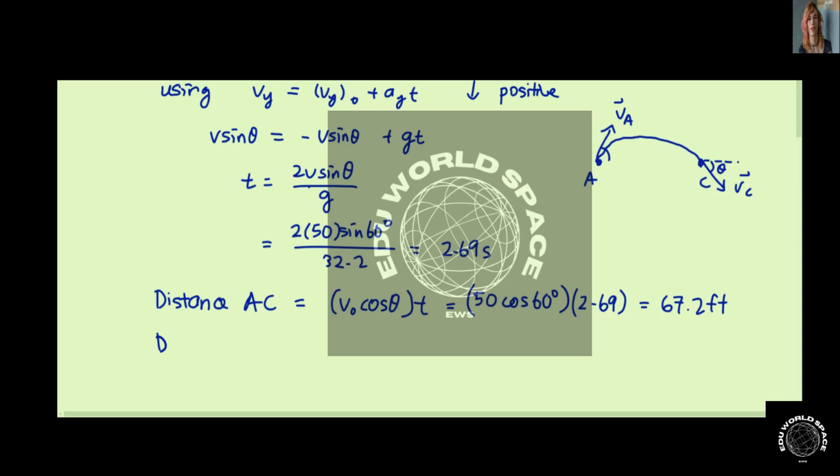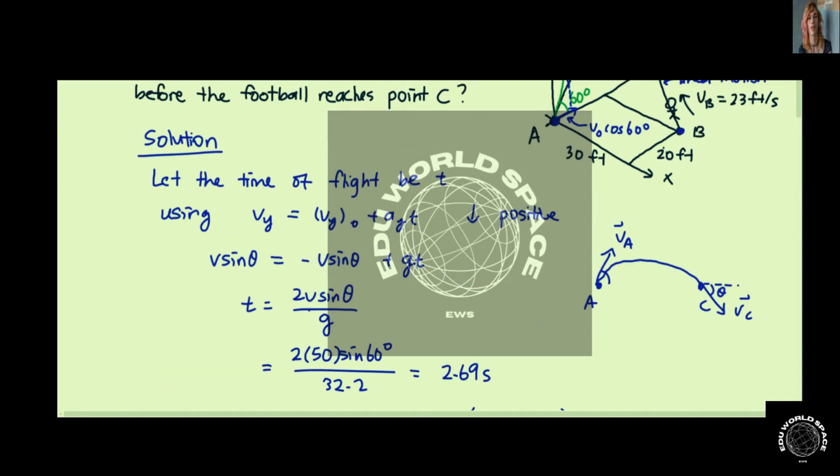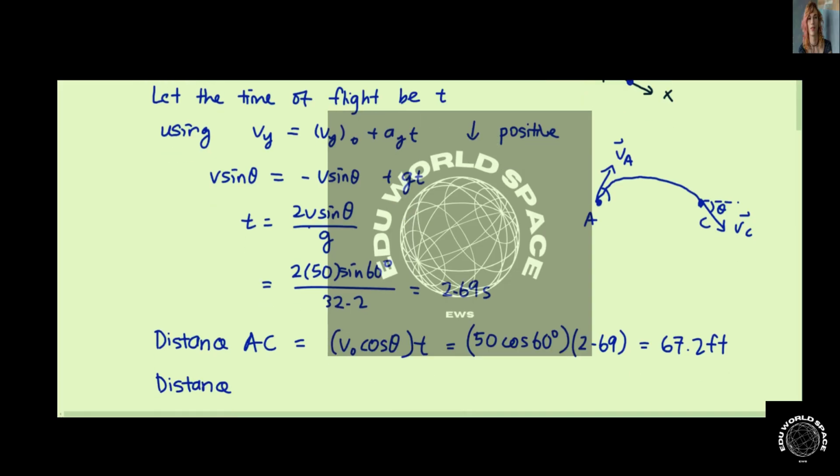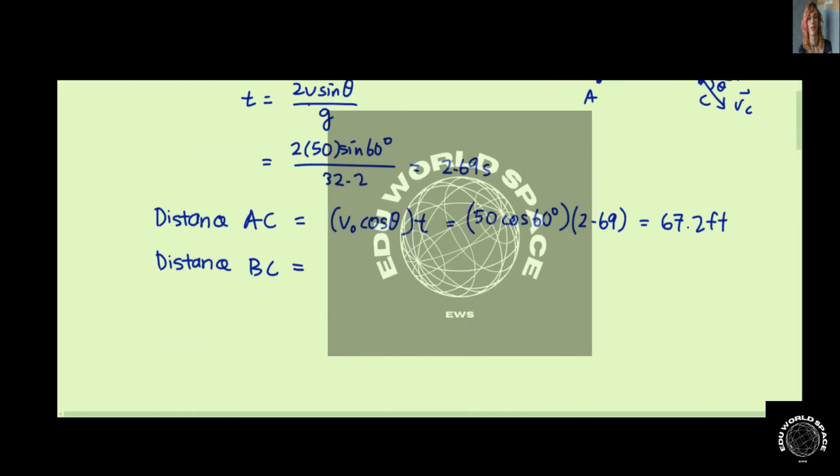Back to our diagram. AC, from here to here, is 67.2 feet, which means that from here to here is 47.2 feet, because this part is 20 feet. So then we can find BC using the Pythagorean theorem: 30 squared plus 47.2 squared, square root, you get 56.0 feet.